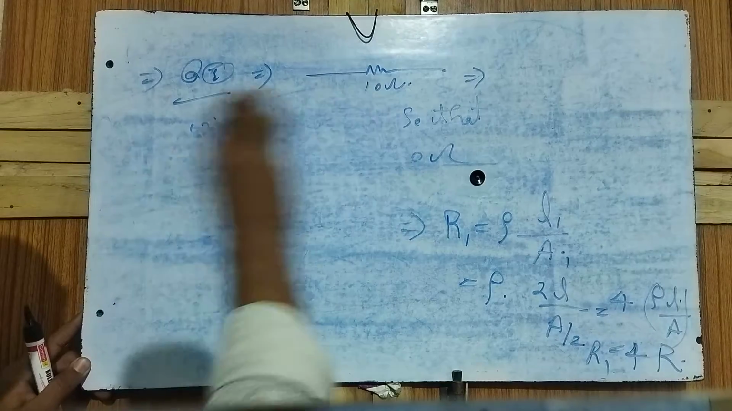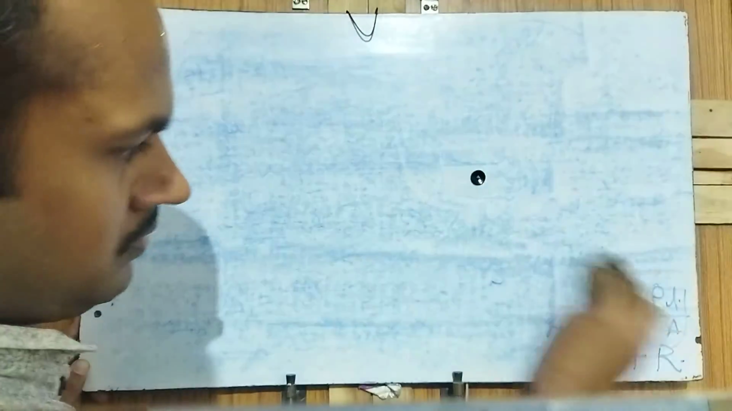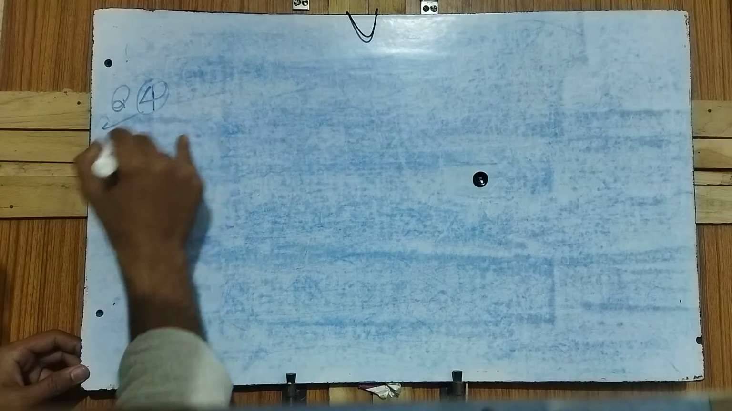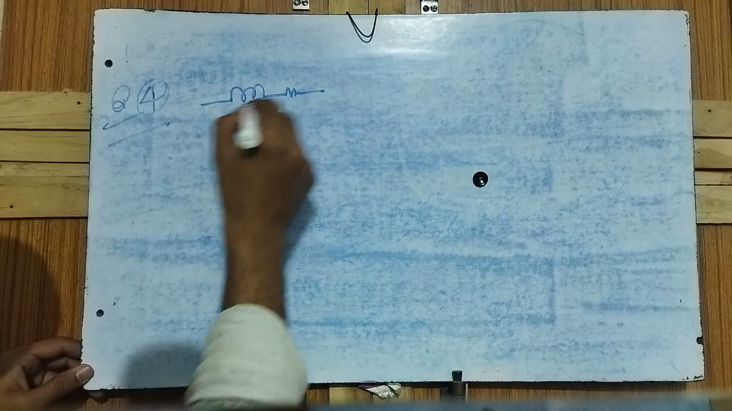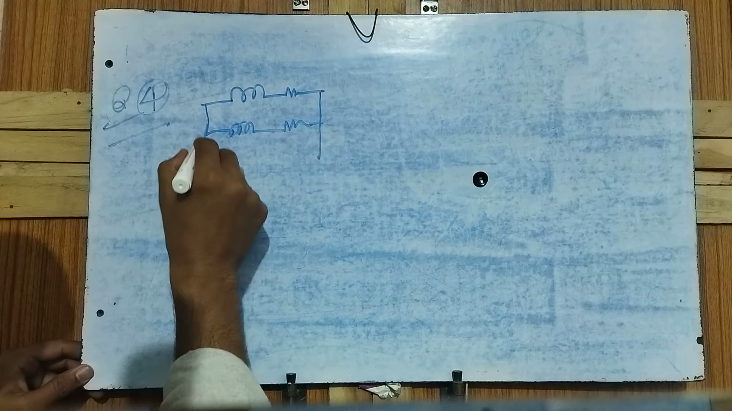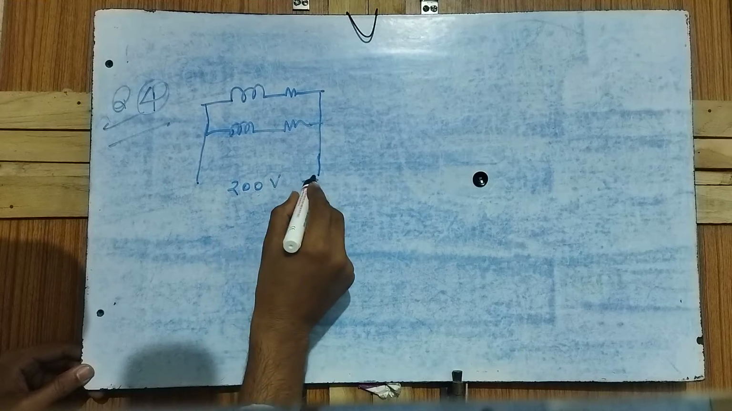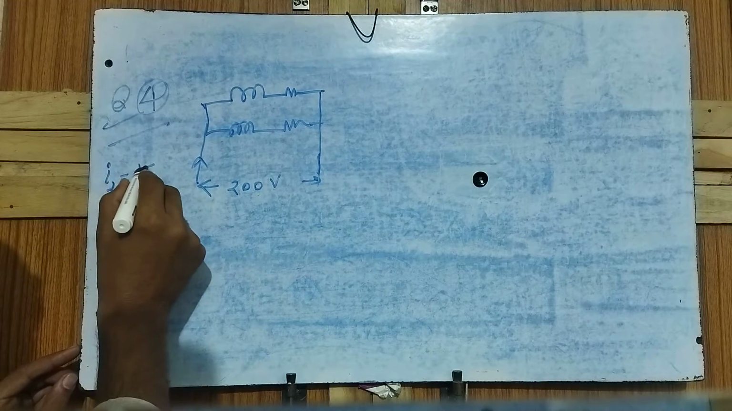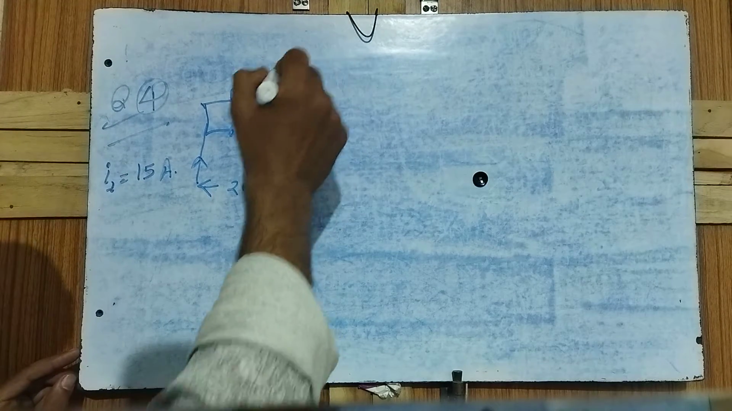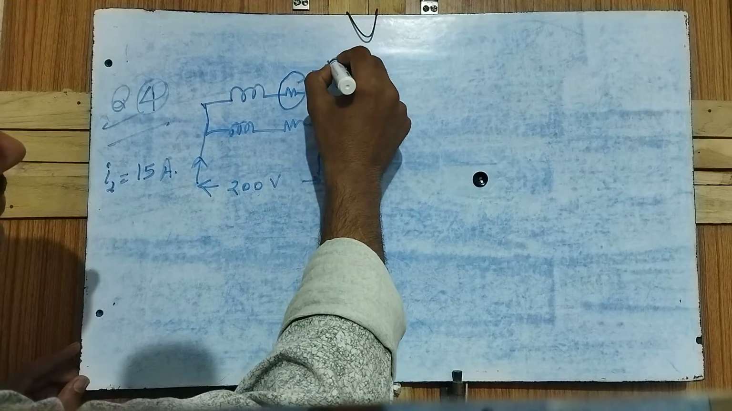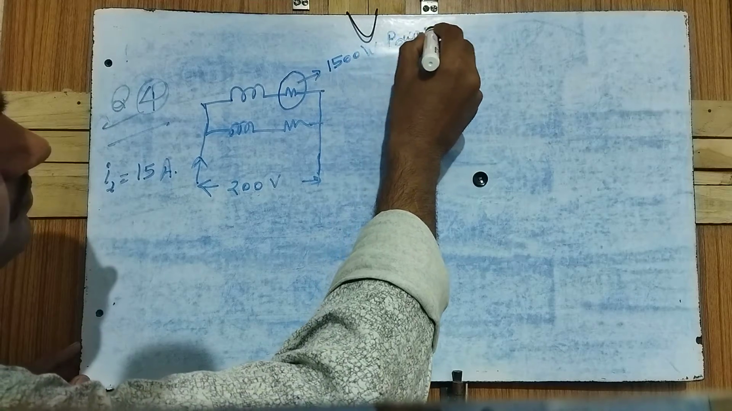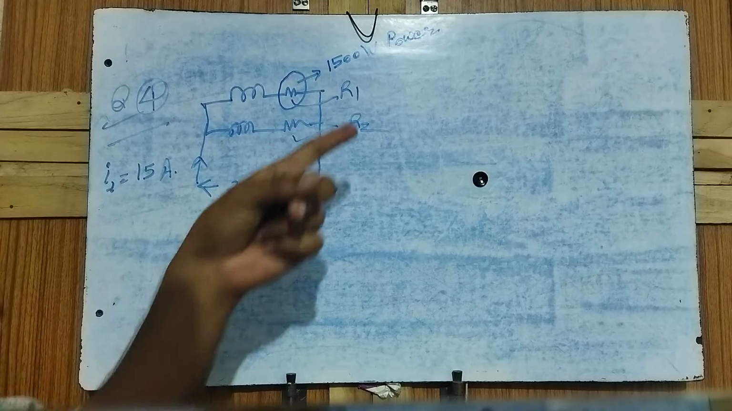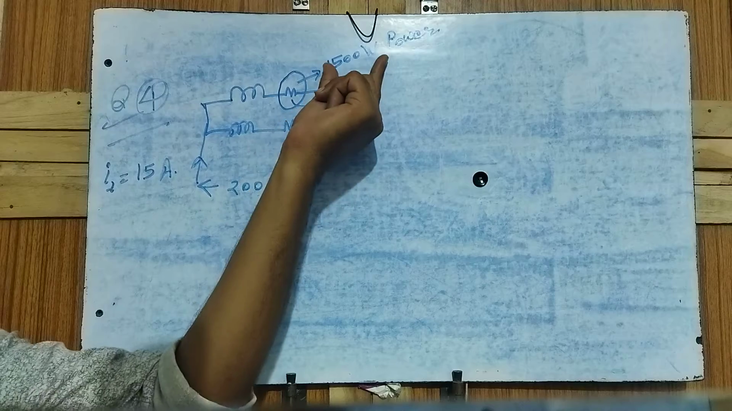Next, question number 4. If two coils are connected in parallel and a 200 volt battery is connected to its terminals, the total current is 15 ampere, and one of the coils is dissipating 1500 watt of power. What will be the values of R1 and R2?